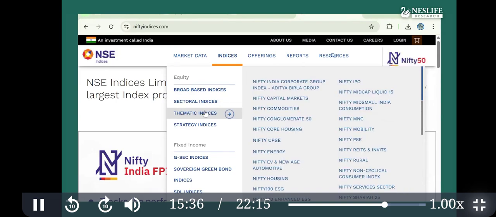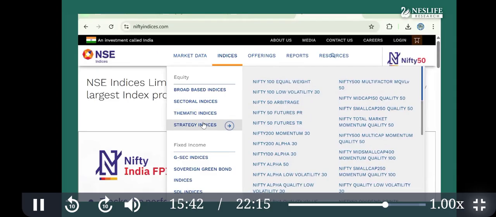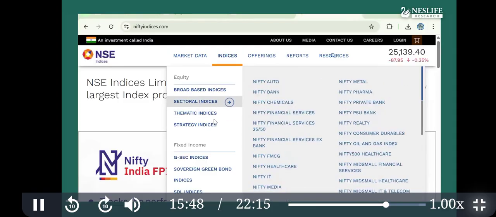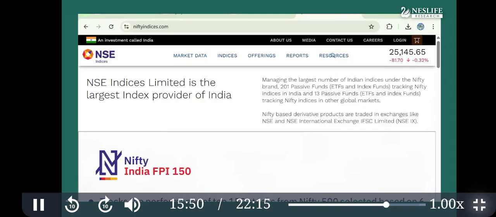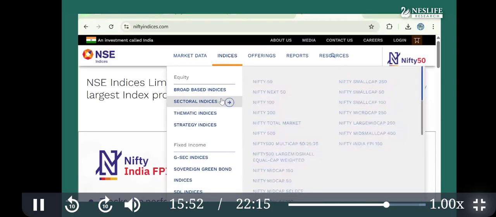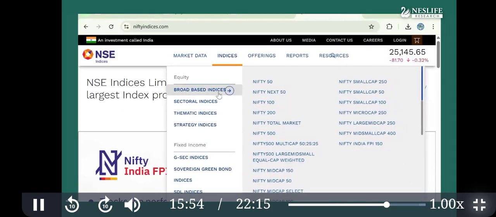These are fancy indices. I think you should not go there as of now. And strategy indices. Okay. When you become an active investor and know a little more about the market, then you can go for thematic, sectoral, and this. But as an average investor, you strictly remain with the broad based, because if you know too much, then you can invest anywhere. But our aim is to teach the average investors, so broad based indices.